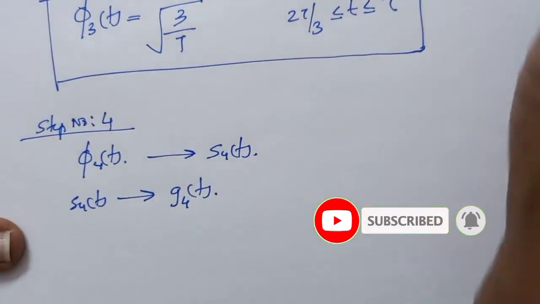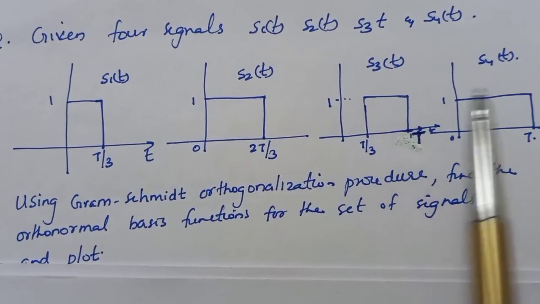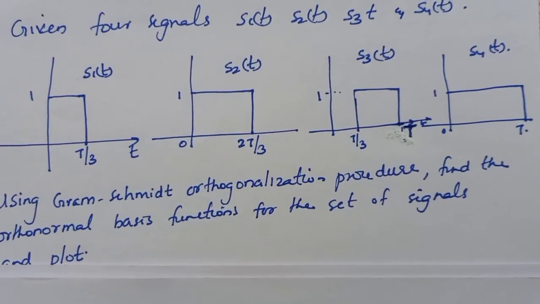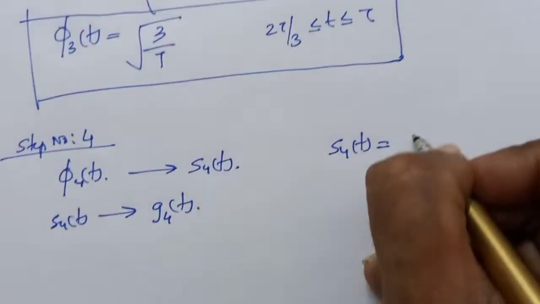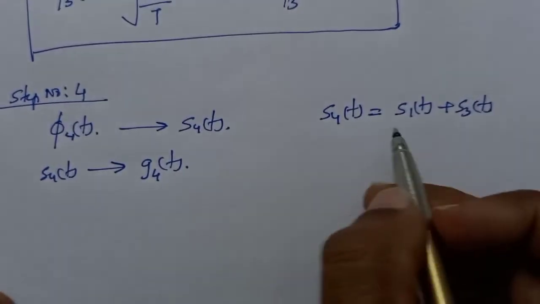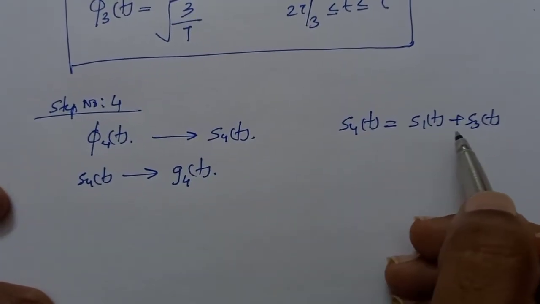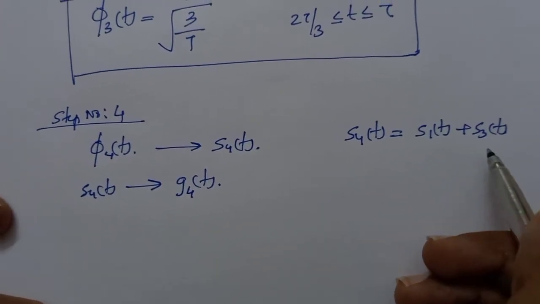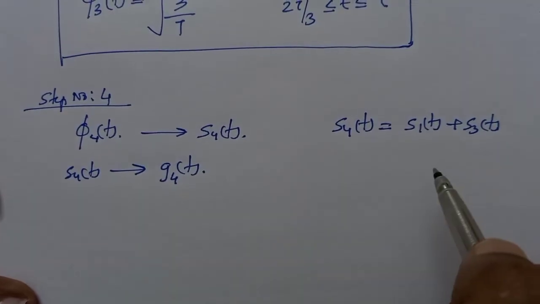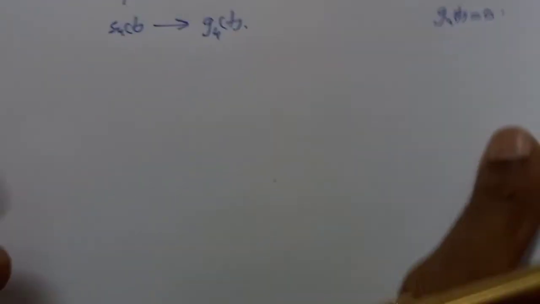And one more twist here is, we can write s4(t) as a linear combination of these two signals, s1(t) and s3(t). That is, s4(t) can be written as s1(t) plus s3(t). So we can see that the fourth signal can be written as a linear combination of the first signal and the third signal. So as I said earlier, if the signal is dependent, then the intermediate function g4(t) should definitely be 0. So we can try to prove that.